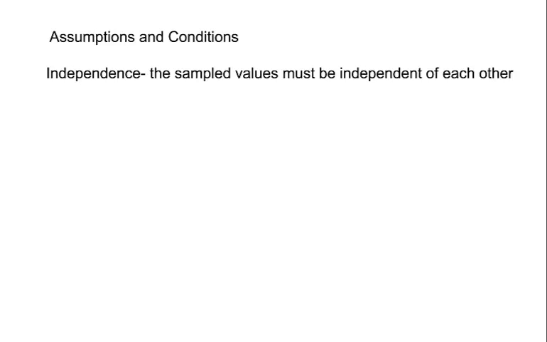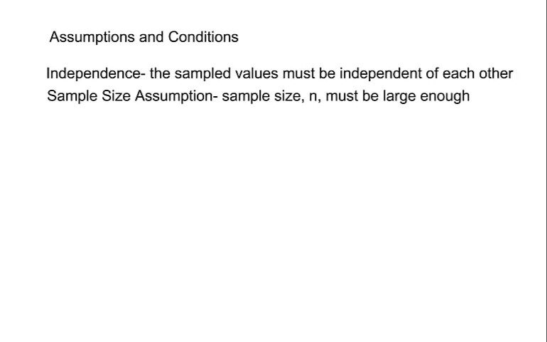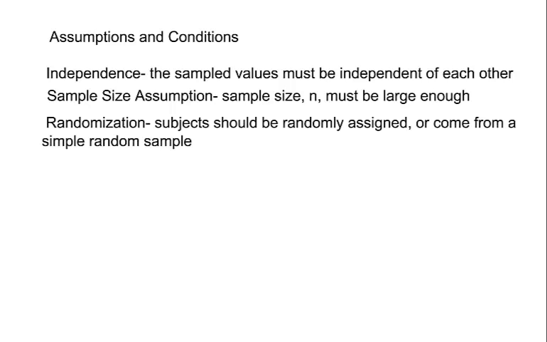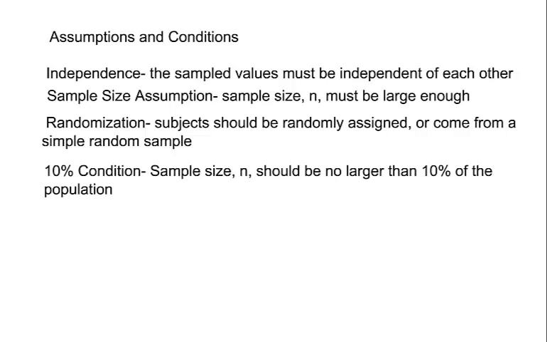When working with sampling distributions for proportions, certain assumptions and conditions must be satisfied. Independence. The sampled values must be independent of each other. That's our first condition. Next, our sample size assumption. That is, our sample size n must be large enough. Next is randomization. Subjects should be randomly assigned or come from a simple random sample. Then we have our 10% condition, which states that our sample size, n, should be no larger than 10% of the population.